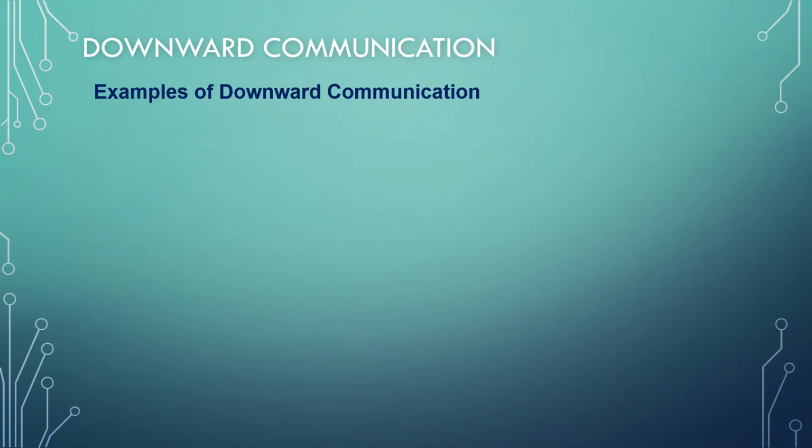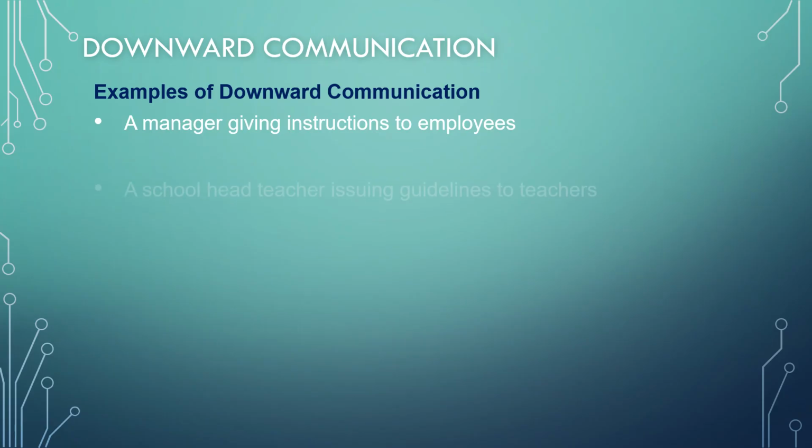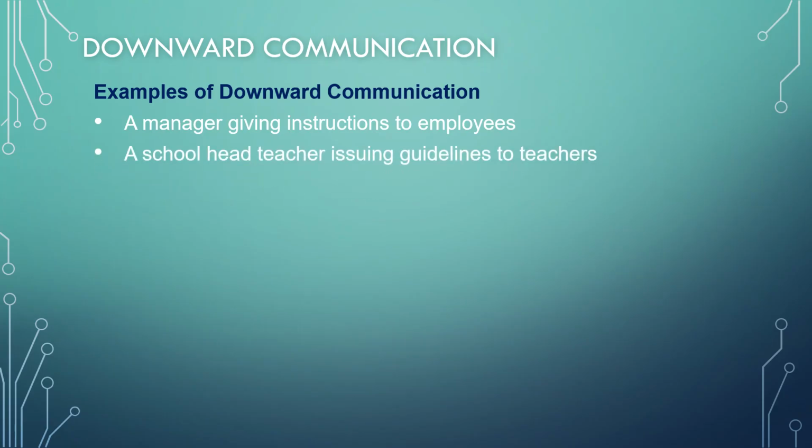Now, let's look at the examples of downward communication. When a manager gives instructions to employees, that is called downward communication. When a school head teacher issues guidelines to teachers on how to go about certain duties and certain tasks, that is called downward communication, because the head teacher is operating from the top management, so is giving guidelines and instructions to the teachers. That is a school environment.